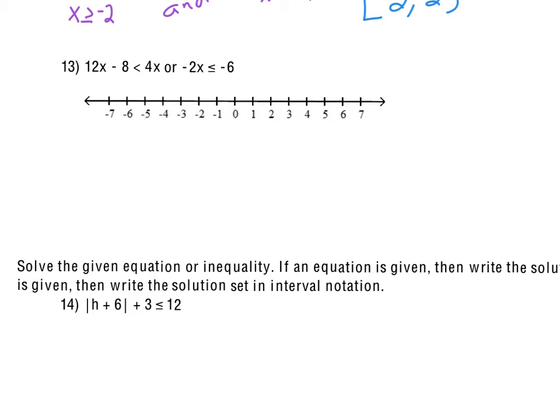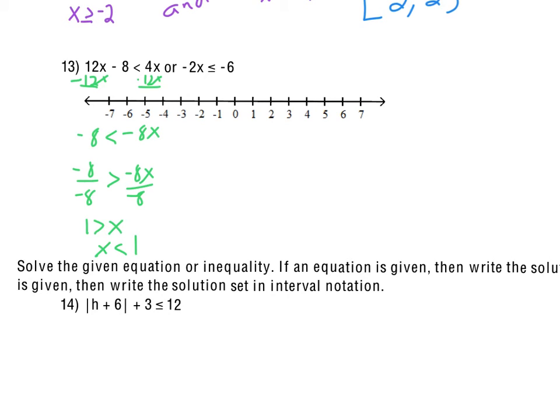Here's another compound inequality. This one uses "or." Let's see, they're kind of forcing me to deal with the negative here, so I'll subtract the 12x like they kind of want me to. Get negative 8 is less than negative 8x. Now when I divide by that negative 8, I do have to flip that inequality. So we get 1 is greater than x, which if you want to flip that around would be x is less than 1.